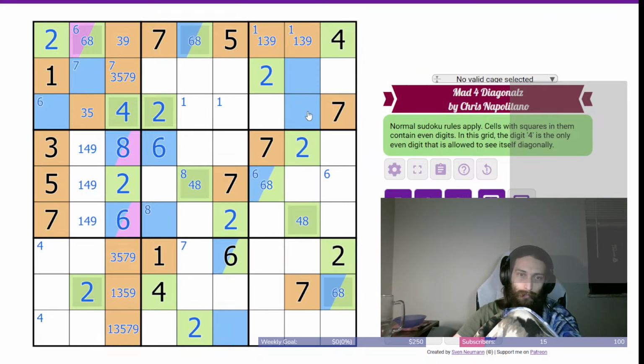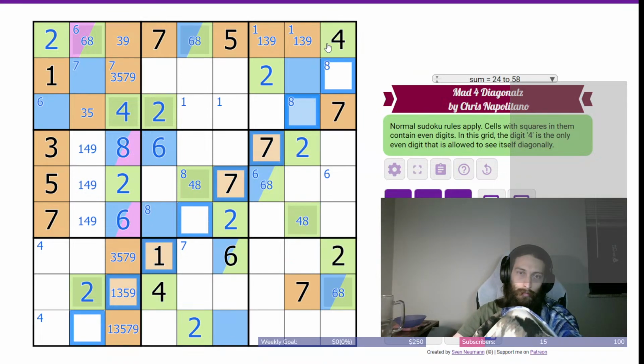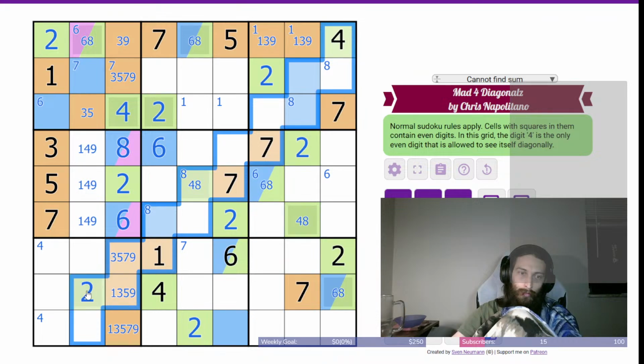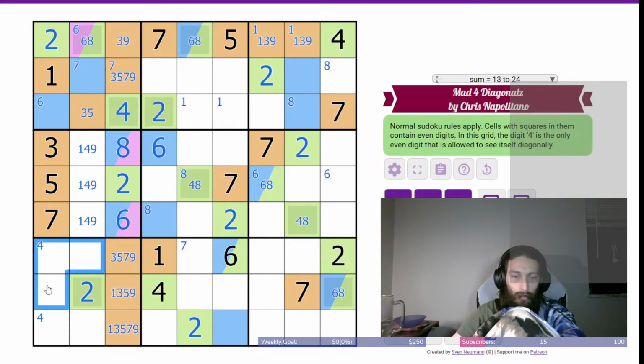Box 3. That's not on the diagonal. Yeah. So it's one of these two. So then those are places 8 cannot be. So 8 ends up being in there.